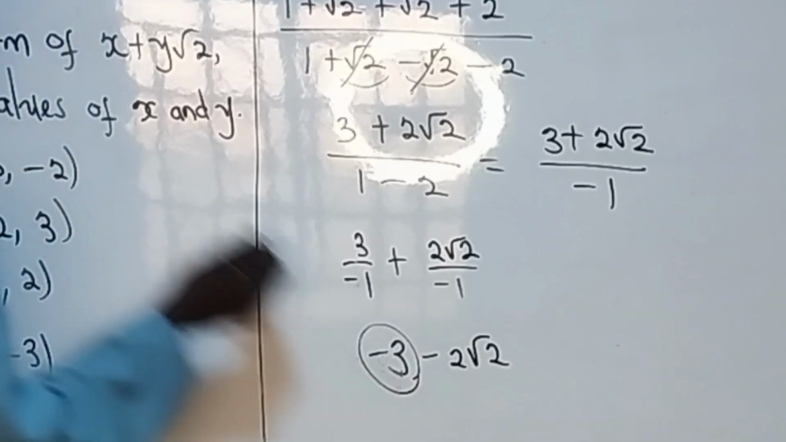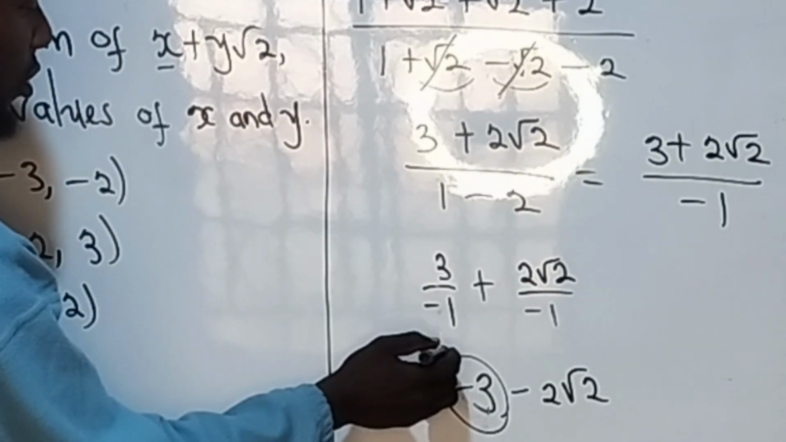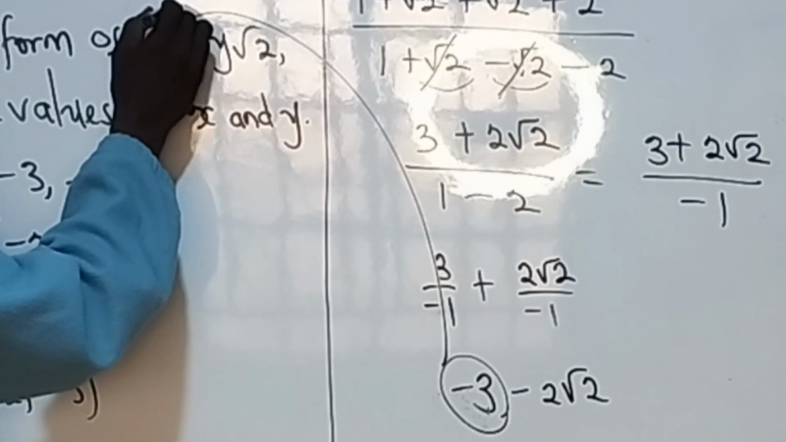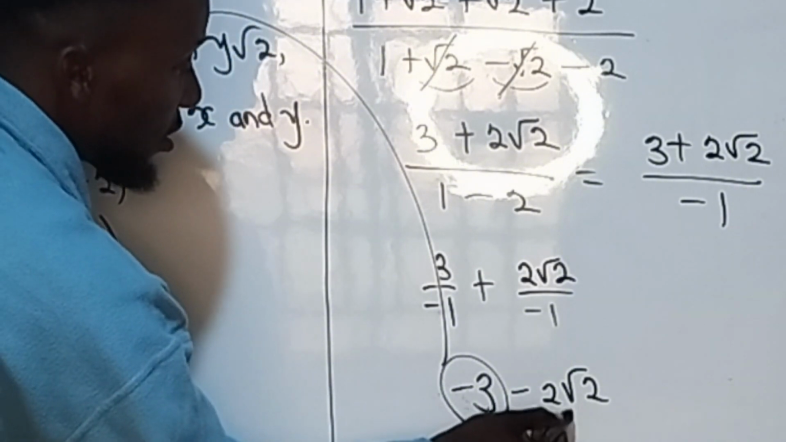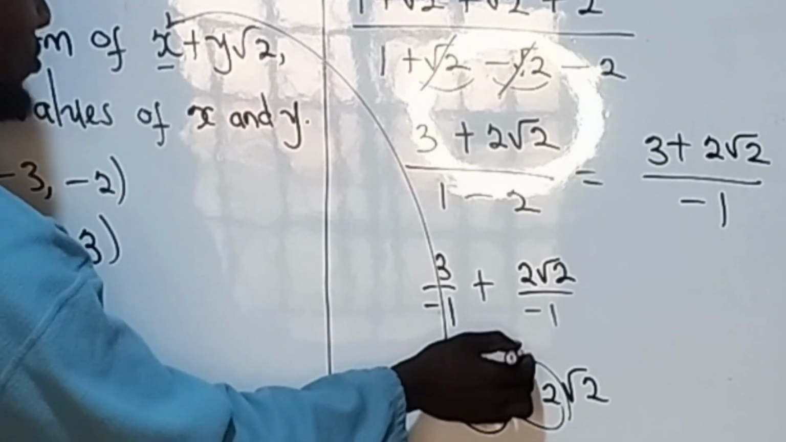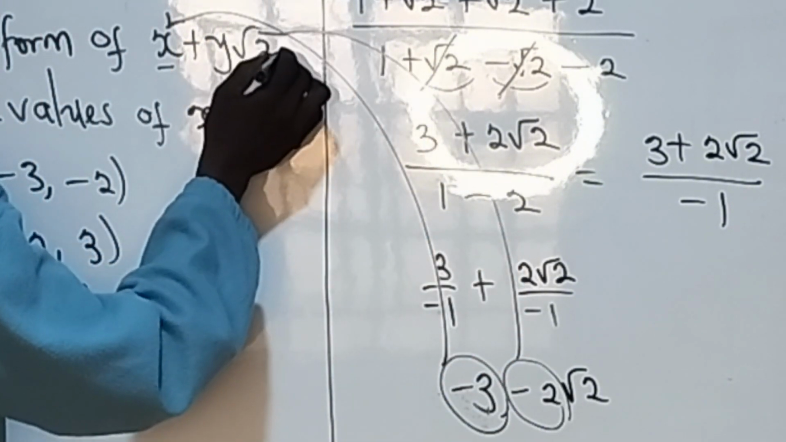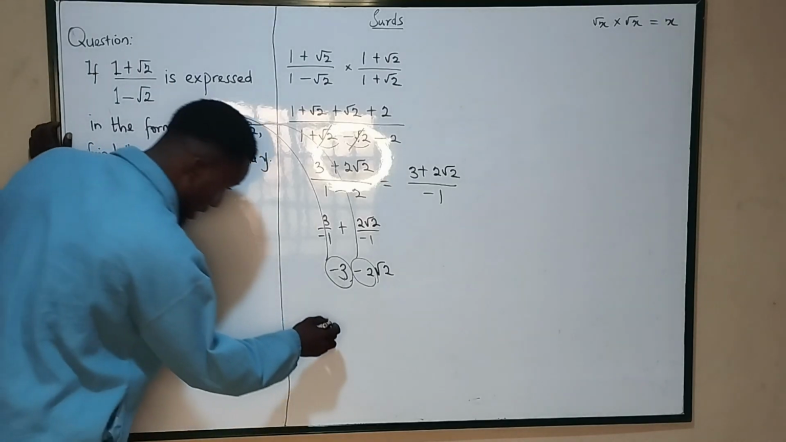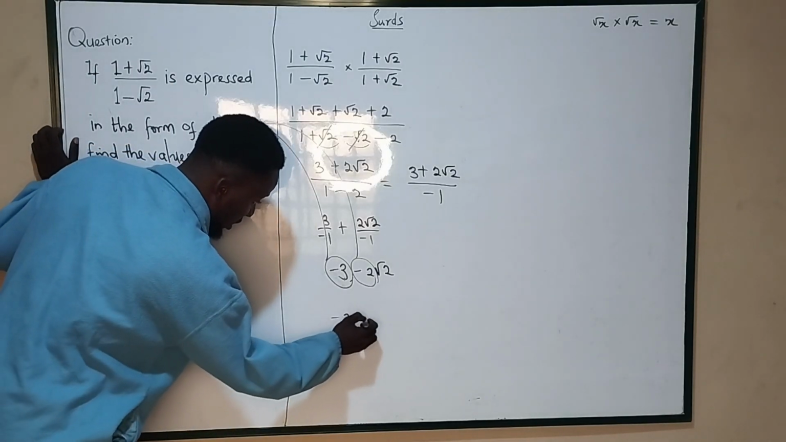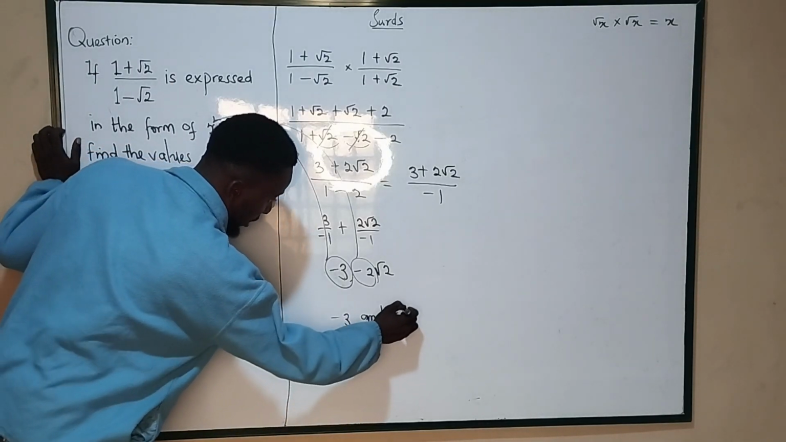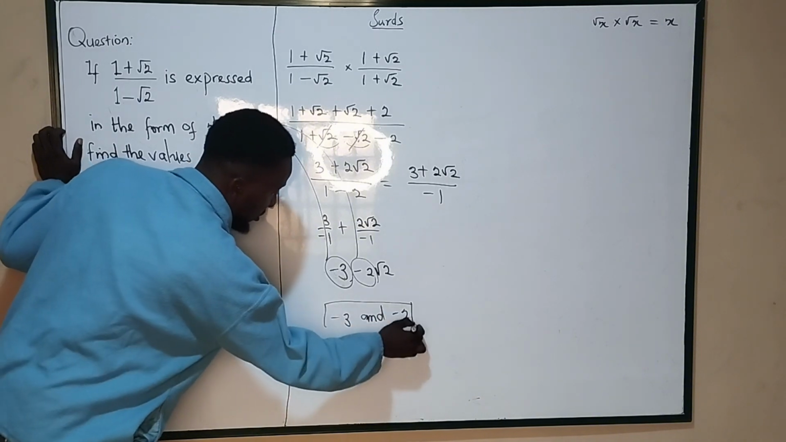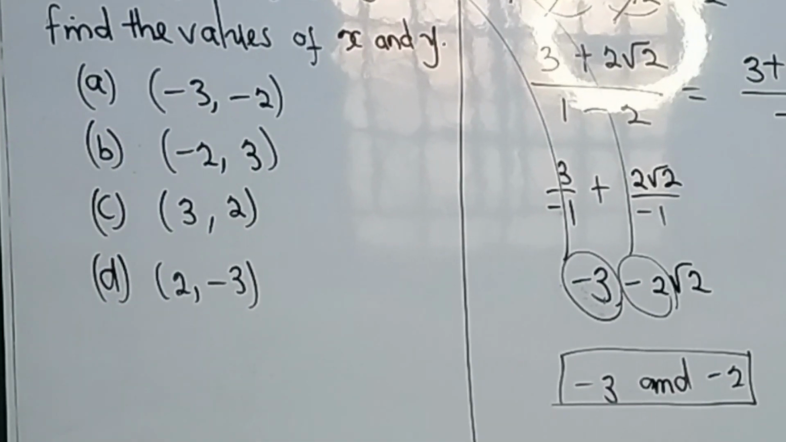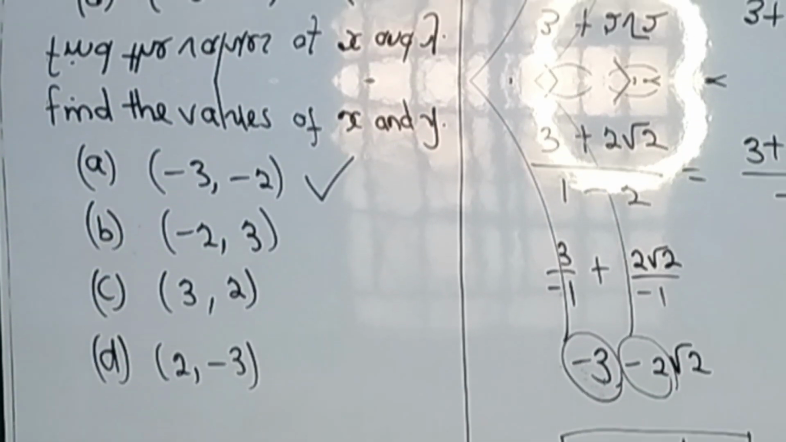So please take note that our x here is this minus 3. And our y is minus 2. Our answer will be minus 3 and minus 2 respectively, which is option A.